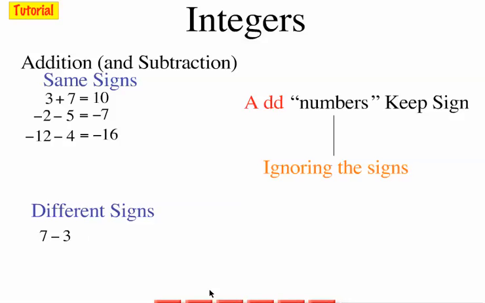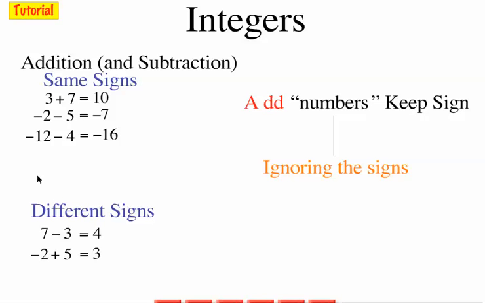How about 7 take away 3? Well, that's just 4, right? And what about negative 2 plus 5? Like for example, you owe $2 and you have $5 in your pocket, right? So you take $2 off of that, you give it to the person you owe. Well, what do you have left? $3, okay?